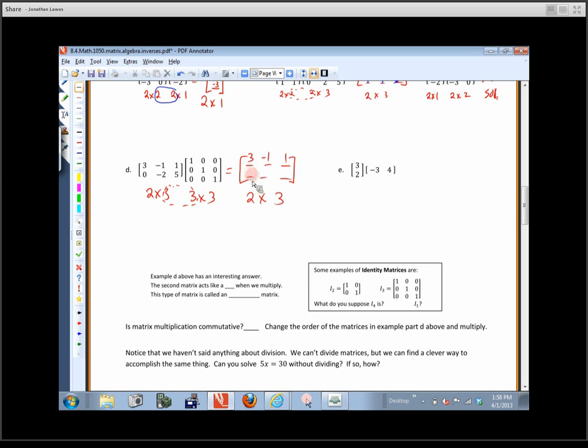Let's do this one. Hopefully you see a pattern here. Where is this? Second row, first column. Second row, karate chopped with the first column, so 0, 0, and 0. Does anybody notice anything?